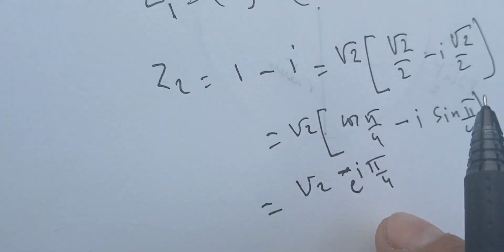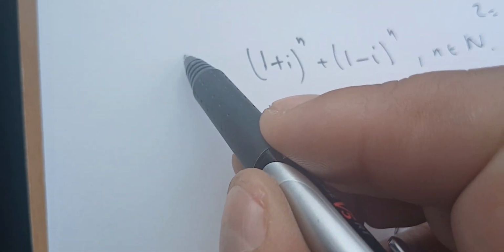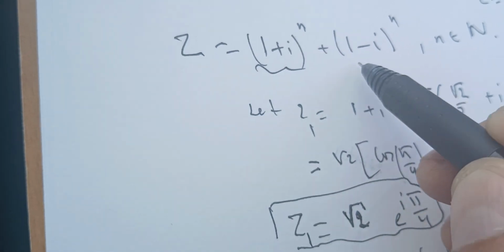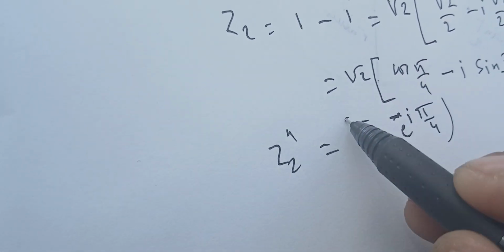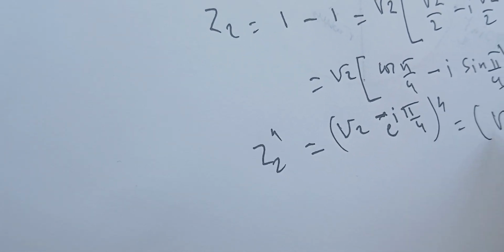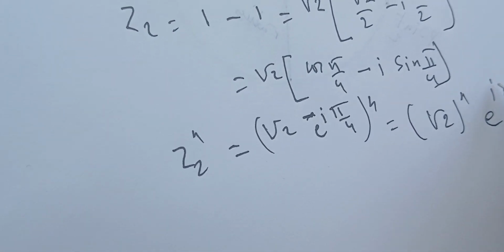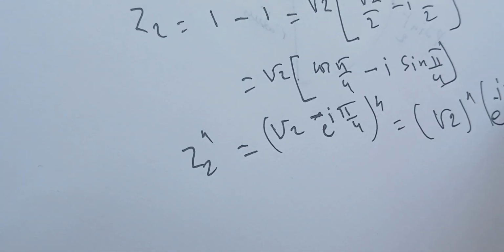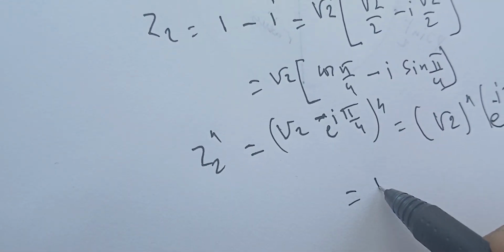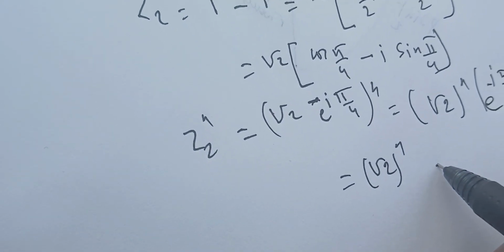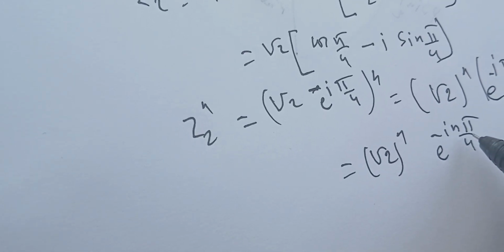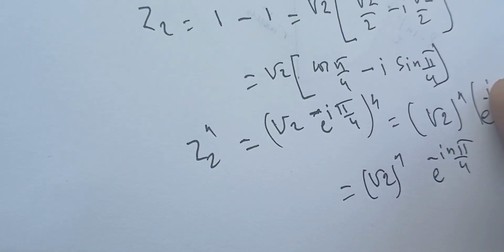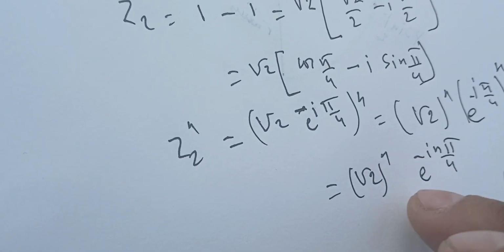Now let's call this one big Z. We have this one, but we need one more step here. Let's compute z2 to the power n. It's everything to the power n: square root of 2 to the power n, e to the minus i pi over 4 to the power n, which is square root of 2 to the power n, e to the minus i n pi over 4. We deal with the exponents the usual way in R.